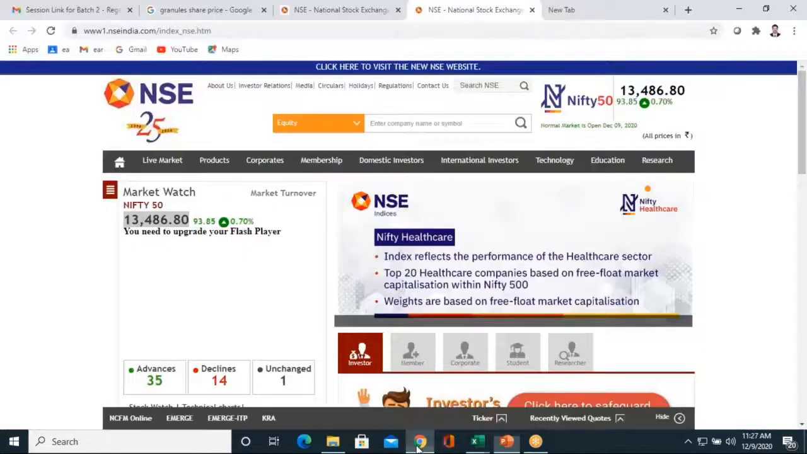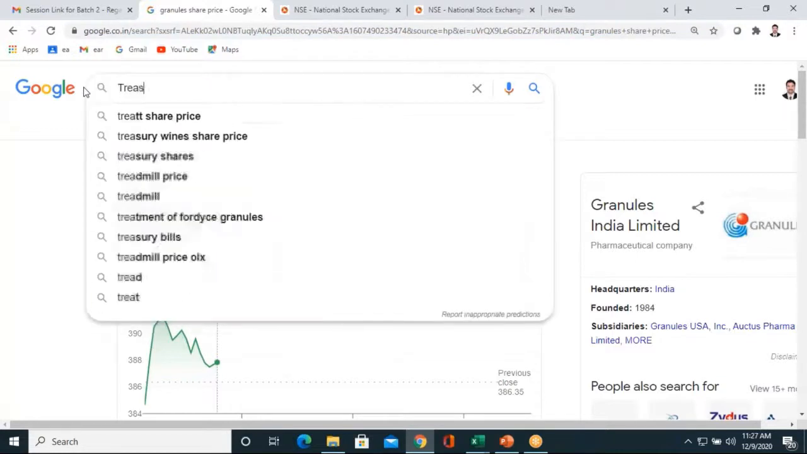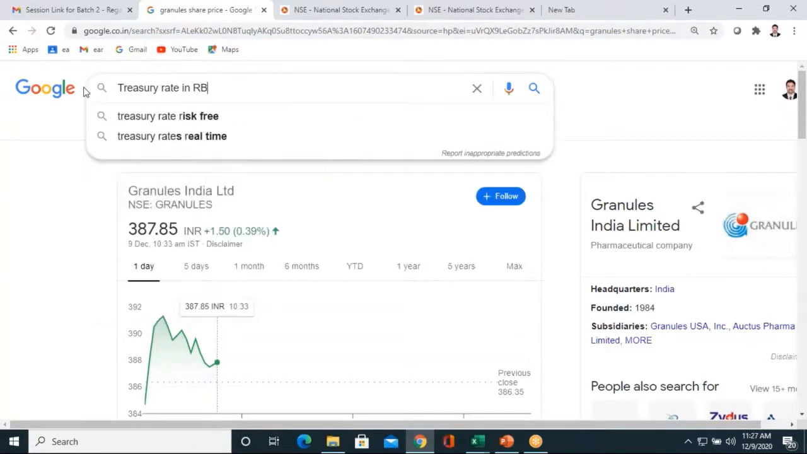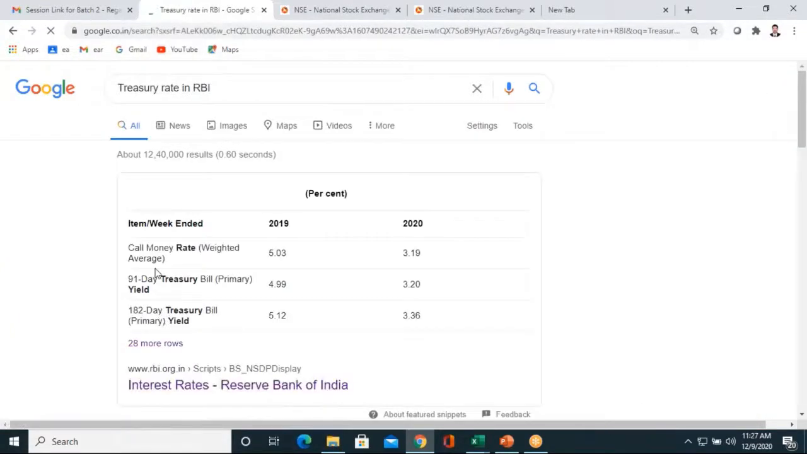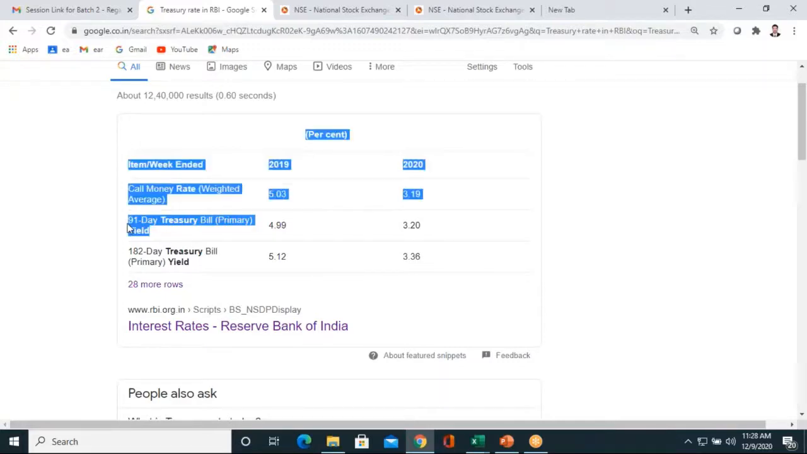3.17. Where do I get it? Simply go to the treasury rate, the risk-free rate of return, the treasury rate in RBI. You can see here 182 days, 91 day, or call money, that means overnight, fortnightly, you can use weighted average. So 91 days, 3 months, I can go for this particular rate.